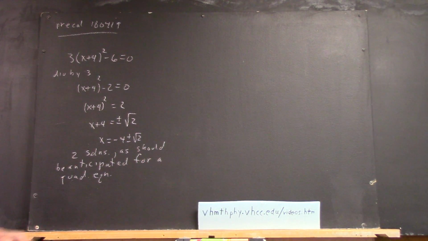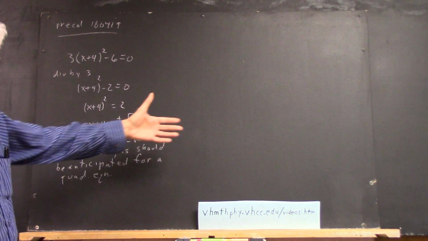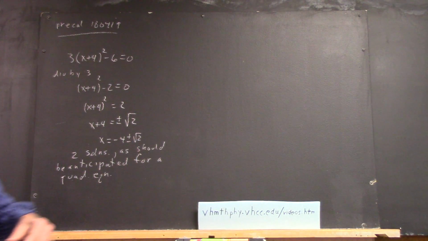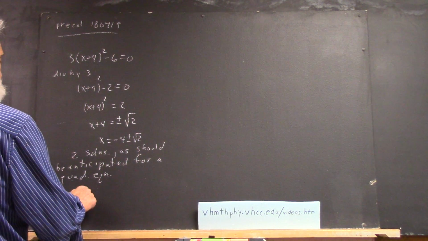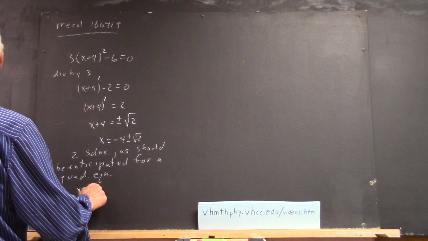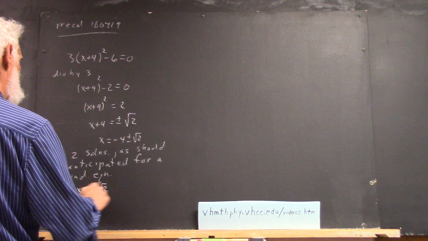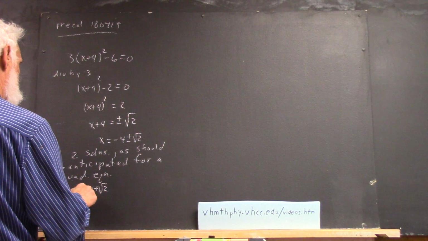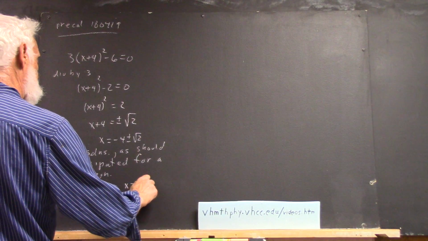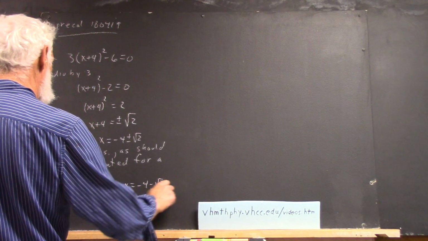Okay? They could also get an i, but then you'd have a plus or minus something times i, that'd give you 2 solutions. x equals negative 4 plus the square root of 2. x equals negative 4 minus the square root of 2.